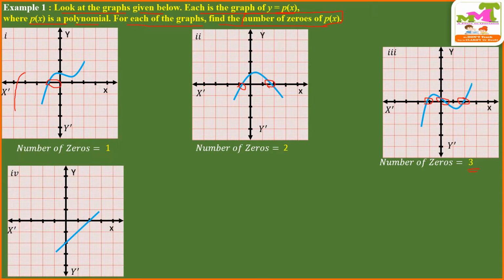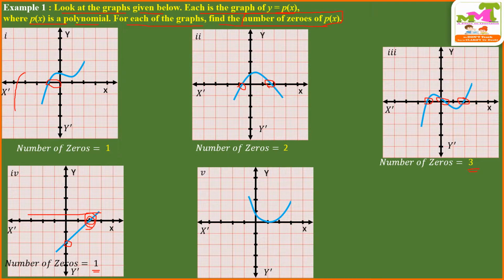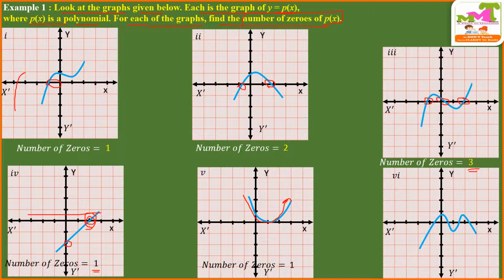Coming to the next graph, yes, it is touching at 2 points, but number of zeros means the number of times touching the x-axis. You have only one x-axis and it's touching only one time. So number of zeros equals 1. And in this case, the curve is coming down, and once it touches, it's going up. So it's again one time. Number of zeros equals 1. The next question, here it's touching once, twice, thrice, and here 4 times. The number of zeros in this case is 4.